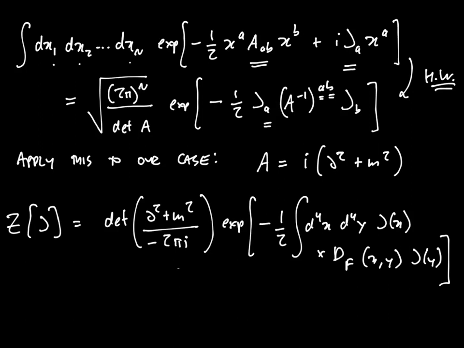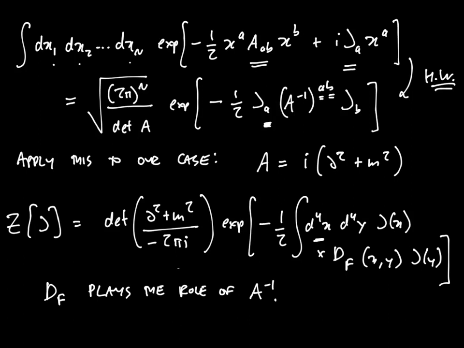Okay. So I hope it's clear what's happened here. What used to be a sum over the components of this vector is now an integral. And J of x and J of y play the same role as J_a and J_b. And DF here plays the role of A inverse. Okay. So let me write that down because it's important. DF plays the role of A inverse. It's just a name.